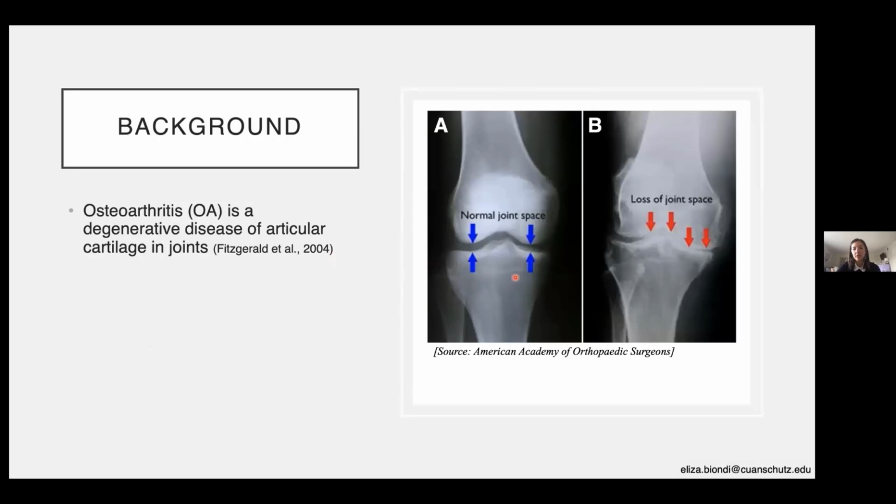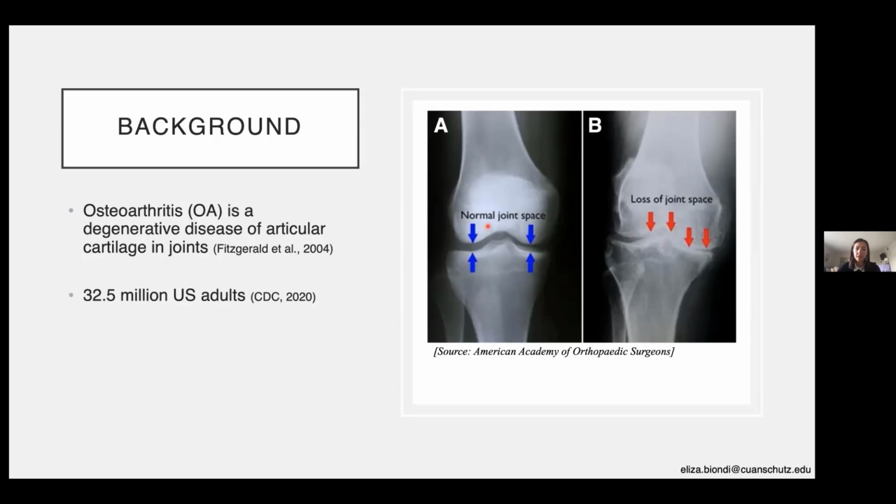So in this figure to the right, you can see picture A shows normal joint space. There's cushioning from cartilage and space between the femur and the tibia. And then figure B shows a loss of this joint space with bone-on-bone connectivity and a degeneration of that cartilage. This condition can cause lots of pain and decreased functional ability and can make it harder for patients with this condition to do daily tasks.